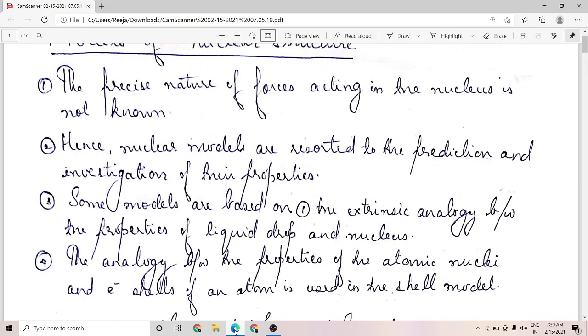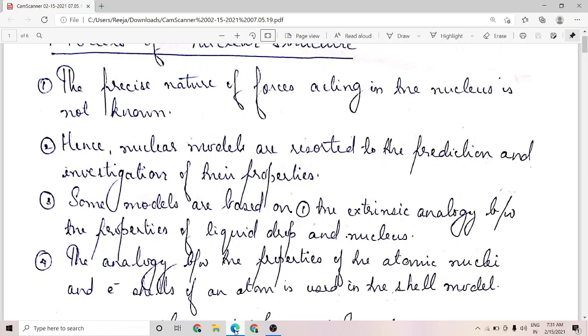അതായത് ആദ്യത്തെ മോഡൽ to study the precise nature of nuclear forces is the liquid drop model. അതിൽ നമ്മളൊരു ലിക്വിഡ് ഡ്രോപ്പിനെയാണ് ഇവിടെ മോഡലായി കണക്കാക്കുന്നത്. And the extrinsic analogy or similarity in the properties of the liquid drop and the nucleus is considered, and based on that we study about the nucleus.